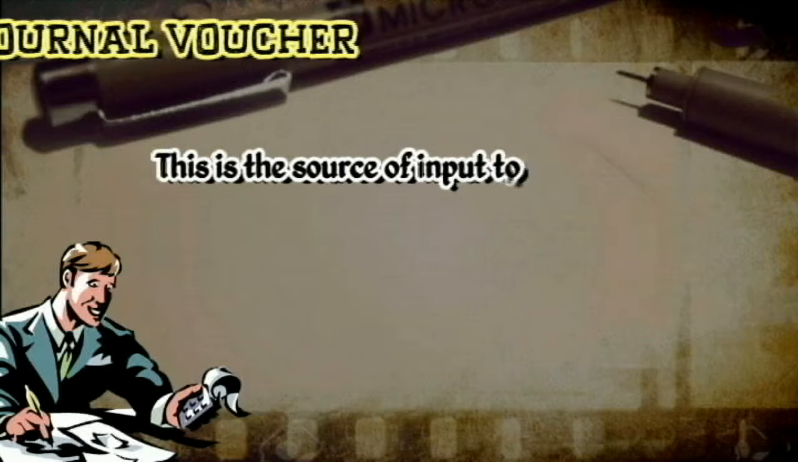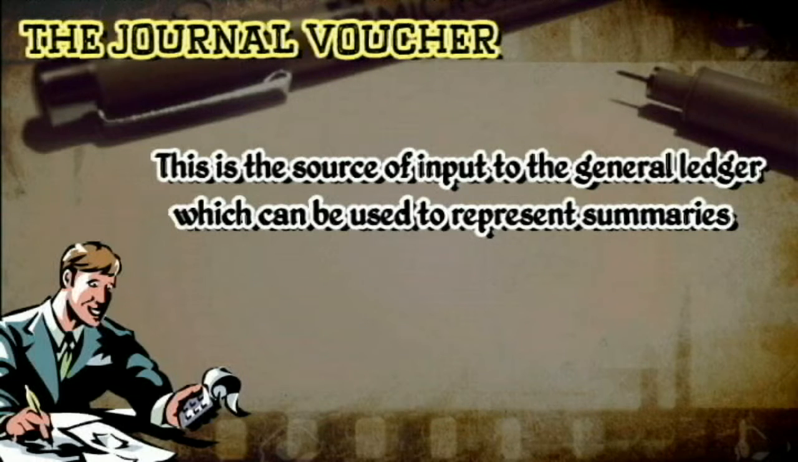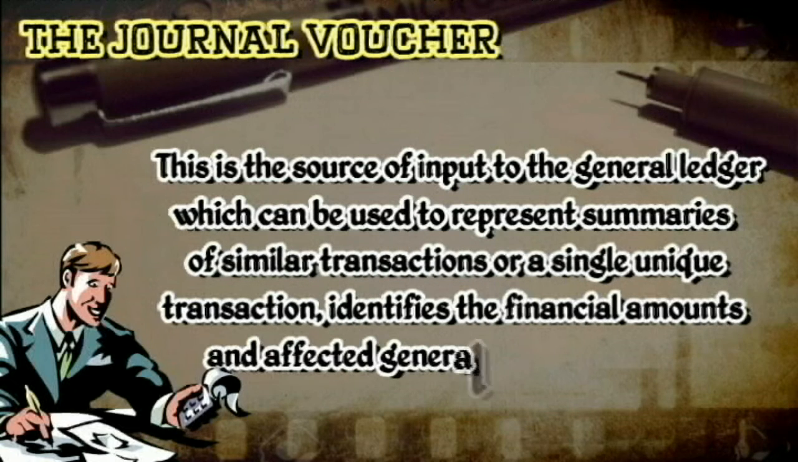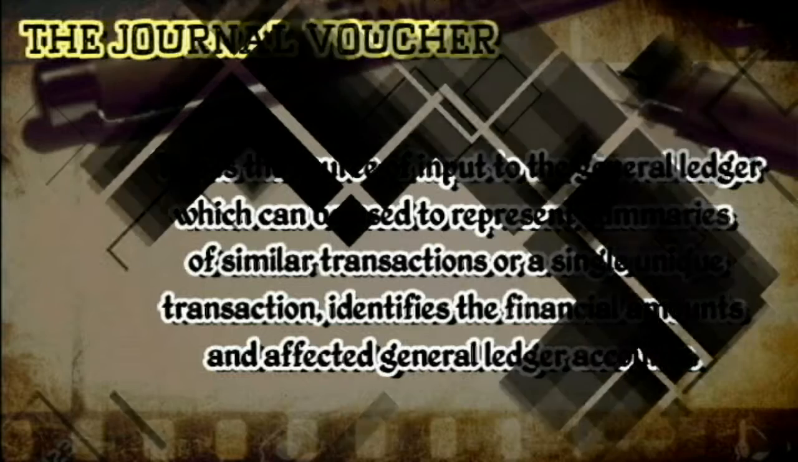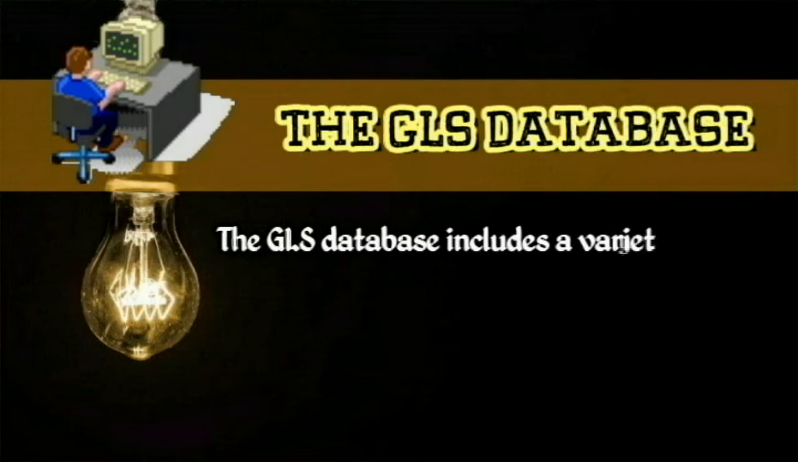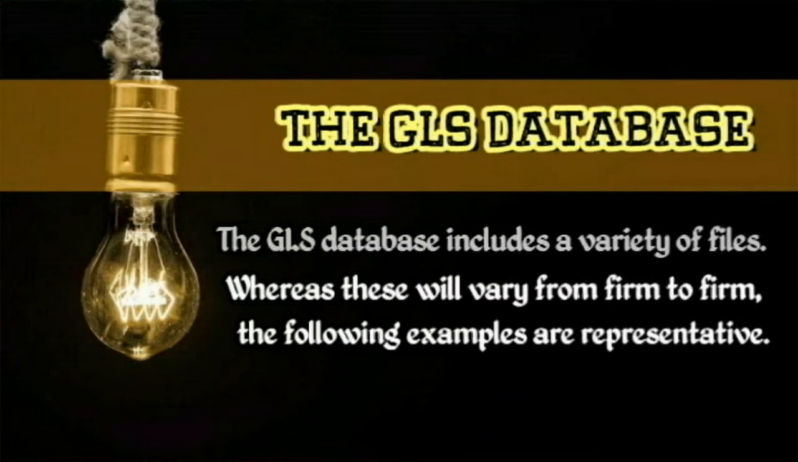Journal voucher. This is the source of input to the general ledger, which can be used to represent summaries of single transactions or a single unique transaction, identifies the financial amounts, and affected general ledger accounts. The GLS database. The GLS database includes a variety of files, whereas these will vary from firm to firm. The following examples are representative.